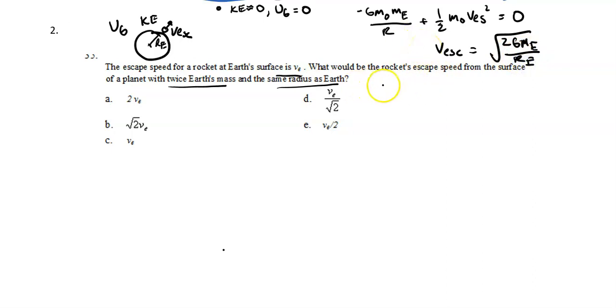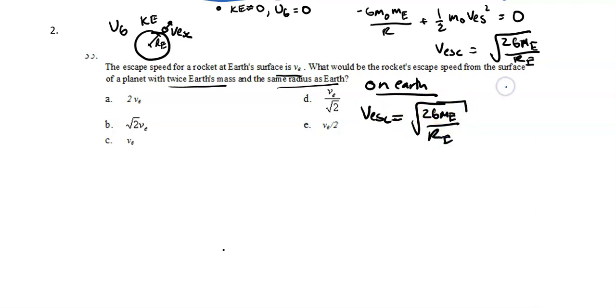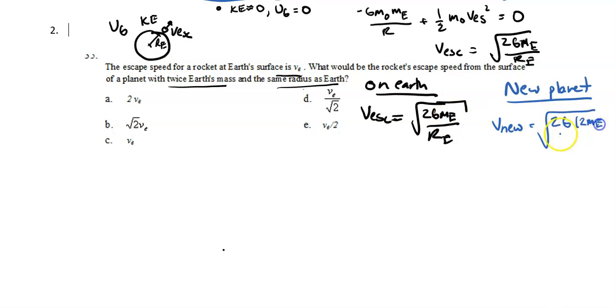And again, that is on Earth's surface. So on Earth, I'll go ahead and write V escape is square root of 2G ME over RE. Okay, so now we're looking at another. I'll call this the new planet. So this new planet is twice Earth's mass and the same radius. I'll call it V new, and we're going to compare, see what that escape velocity is going to be. So it's 2G, instead of the mass of Earth, it's twice the mass of Earth over the same radius. So I'll just call that RE.